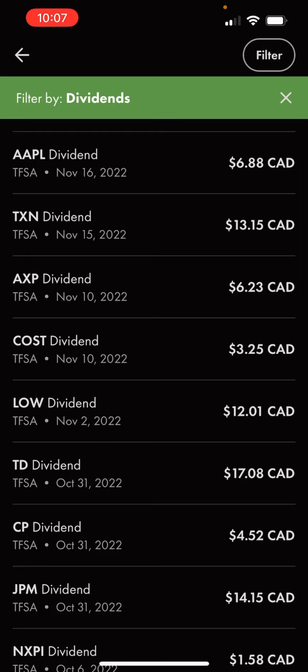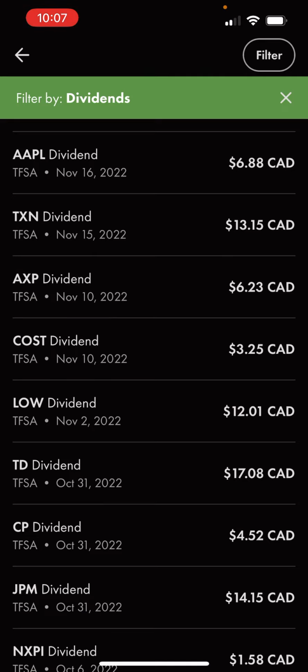But I don't ever see that tax. It was withheld before I got this dividend. So this Apple dividend, this Texas Instruments dividend that I got, already had the tax taken off. I don't have to fill out a separate form or do anything like that or have taxes payable at the end of the year. That is just gone.